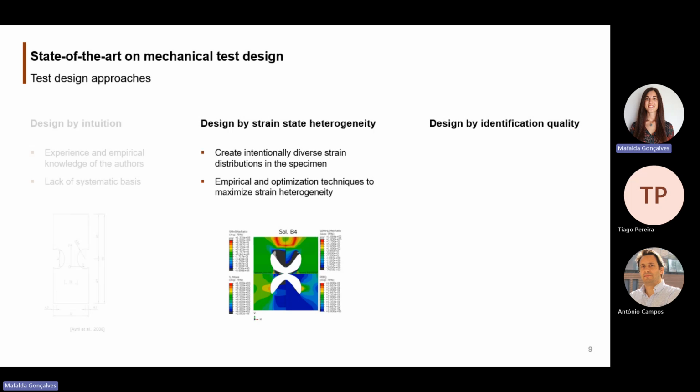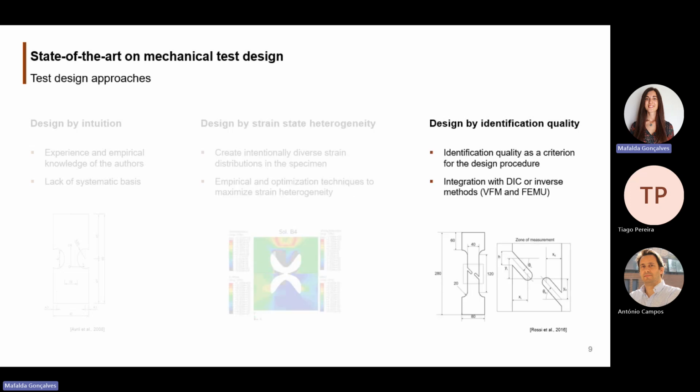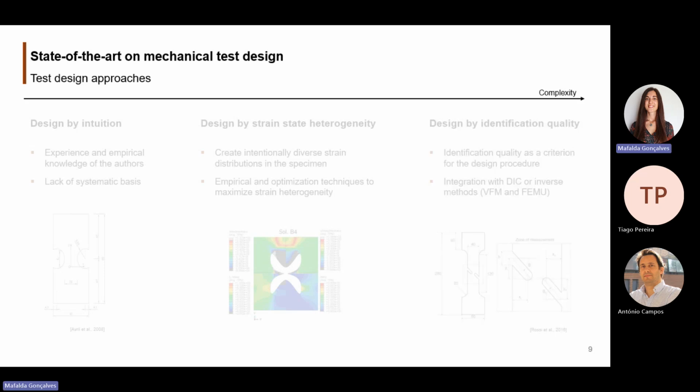The second group presents a more systematic approach and uses the stress state heterogeneity as a design criterion for the test. And the last group presents a more complex approach and uses identification quality as a criterion for the design procedure. It usually integrates inverse methods and also parameters for full-field measurement techniques. With the increasing complexity of these methodologies, there are still challenges to be addressed, and most of the methodologies are based on trial and error or iterative processes and may not achieve optimal solutions.